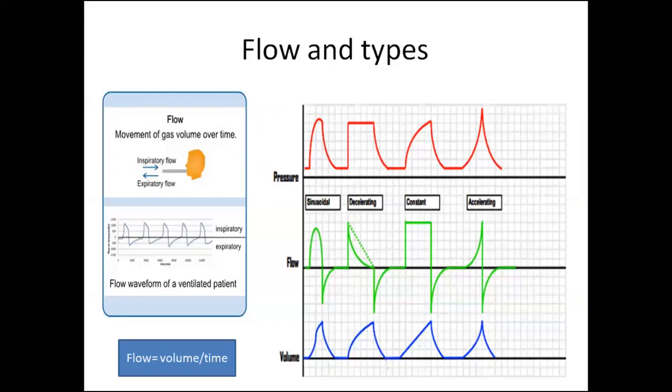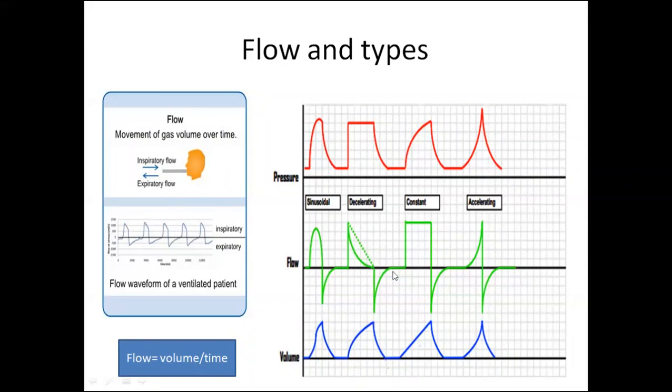So the next parameter is flow. The flow is the movement of gas over time. So it is volume by time. That is flow. And you can see here there are different types of flow patterns. One is sinusoidal flow. Another is decelerating. Decelerating is where the flow quickly becomes maximum and suddenly drops down. So this is during inspiration. I'm not talking about expiration.